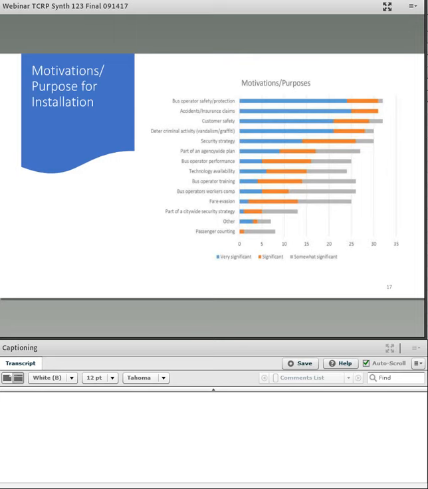What I found most interesting was the purposes, the motivations for installing cameras on the bus. We looked at what was very significant and somewhat significant. With these ratings, you can see that it was very significant that the agencies were concerned about bus operator safety and protection. Next were accident and insurance claims. Customer safety ranks up there. Deter criminal activity with vandalism and graffiti. Part of a security strategy, part of an agency-wide plan. Bus operator performance is farther down. Technology availability. Bus operator training. Bus operators' workers' comp issues, fare evasion concerns, part of a citywide security strategy, others, and passenger counting.